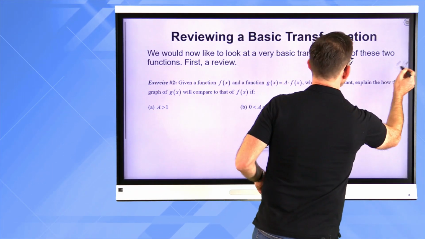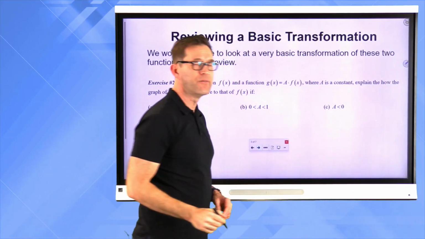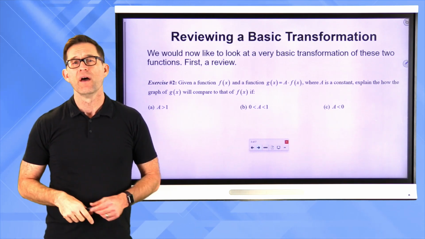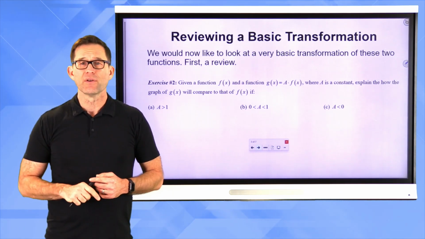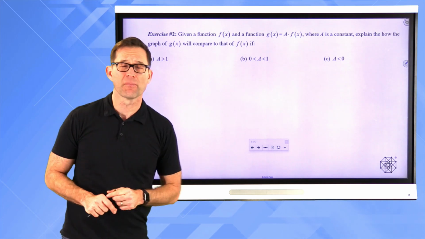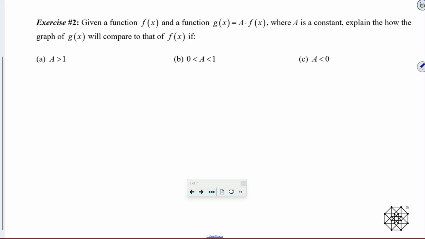Now, we're going to do just a little basic transformation work in this lesson of trigonometric functions, and then we're going to see it a lot more in the next few lessons. So let's do a review of a basic transformation. We would now like to look at a very basic transformation of the two functions, but first, a review. Exercise number 2. I can't believe we're just on exercise number 2 now. Let's take a look. Given a function f of x and a function g of x equals a times f of x, where a is a constant, explain how the graph of g of x will compare to f of x if, a, a is greater than 1, b, a is between 0 and 1, and c, a is less than 0.